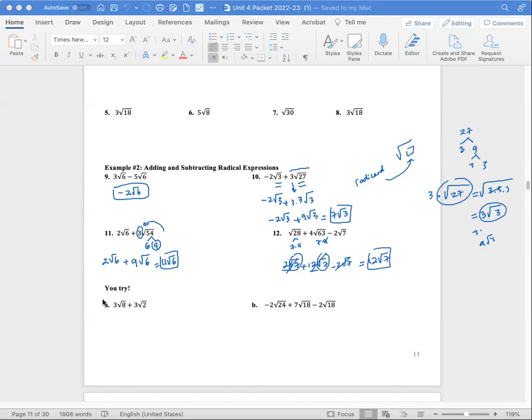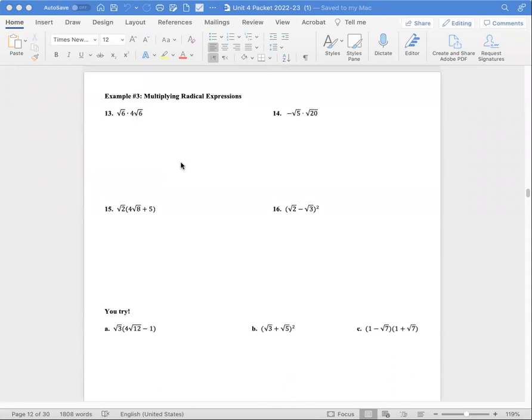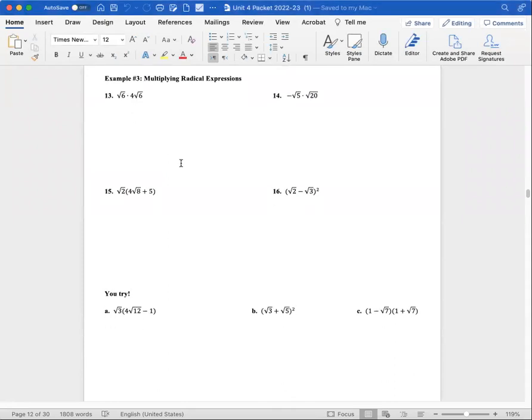I'm going to let you try A and B on your own. And once you get the answers, you can check with me when I'm back, and we can verify whether they're correct or not. Okay, so let's move on to the next part here. Example 3, multiplying. And again, I'll do 13 through 16, and then you can try the rest on your own and verify they're correct.